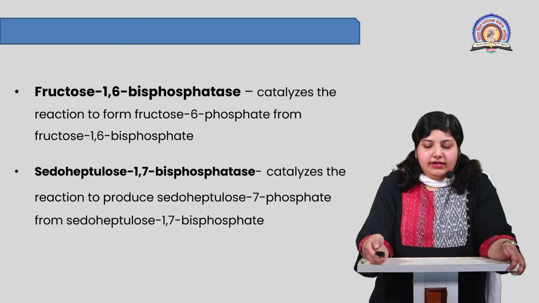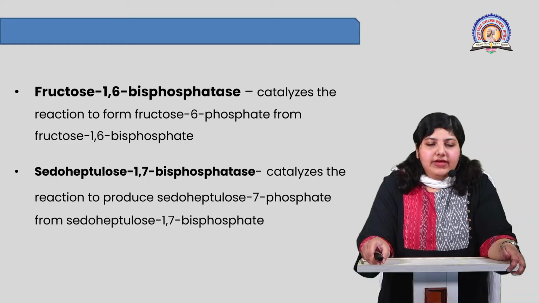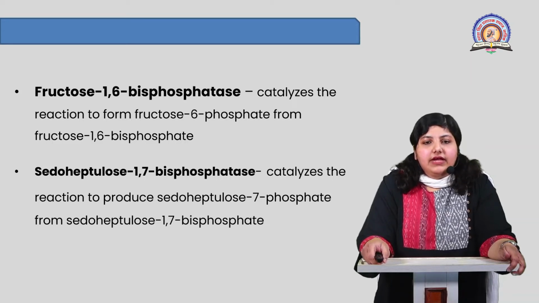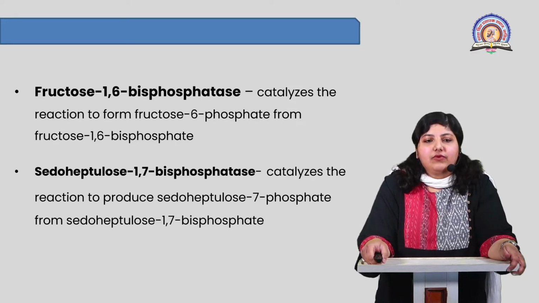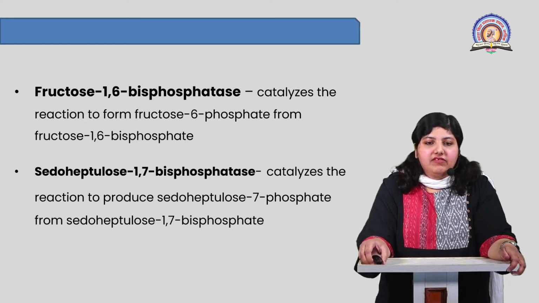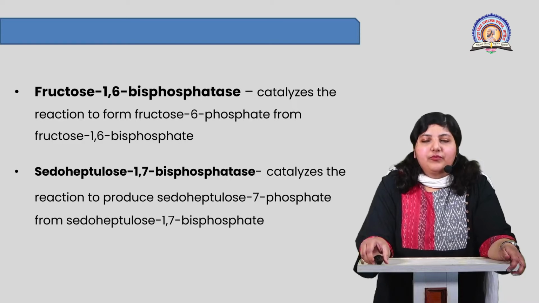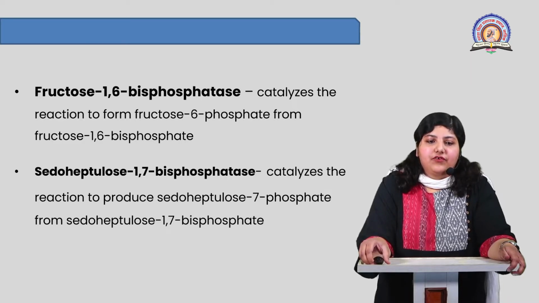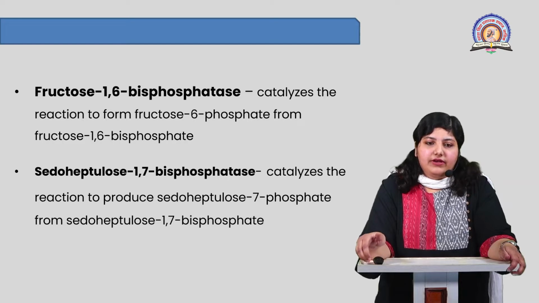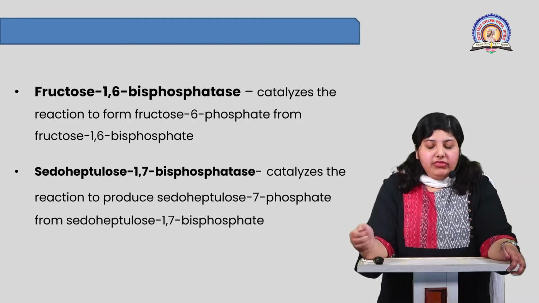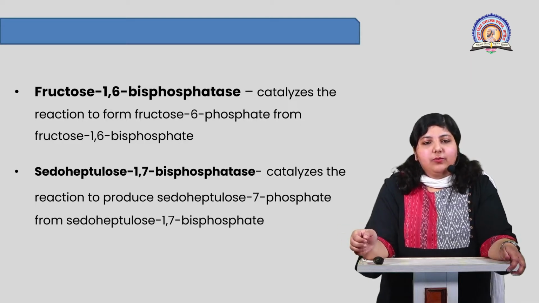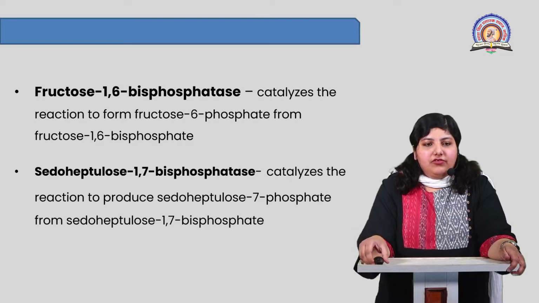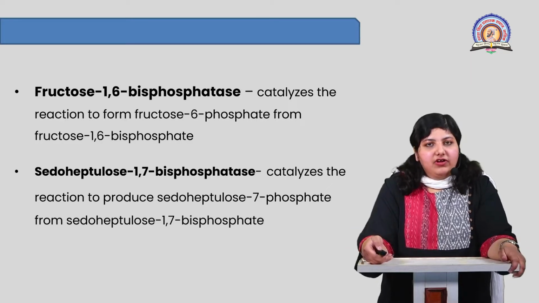Let us see the next enzymes. The next 2 enzymes, we have fructose 1,6-bisphosphatase. It catalyzes the reaction to form fructose 6-phosphate from fructose 1,6-bisphosphate. Similarly, we have sedoheptulose 1,7-bisphosphatase. It catalyzes the reaction to produce sedoheptulose 7-phosphate from sedoheptulose 1,7-bisphosphate. In these two enzymes, we know that one phosphate group is removed from the reactant and it forms the product. So both these enzymes have somewhat similar function.